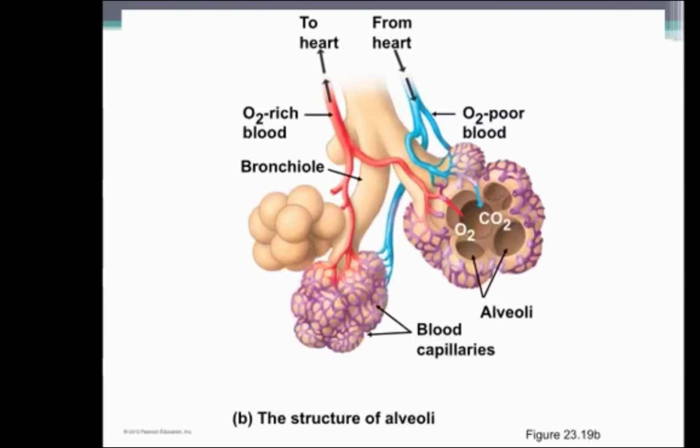So I put this picture up again just so you could take a look at it and see how closely those blood vessels are entangled around the outside of the alveoli. They are fused together. It's very thin, so that the oxygen and carbon dioxide can exchange there, just like they do in the working muscles and in the entire body in the capillary system.